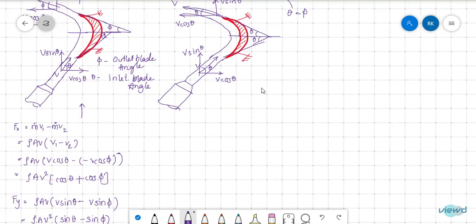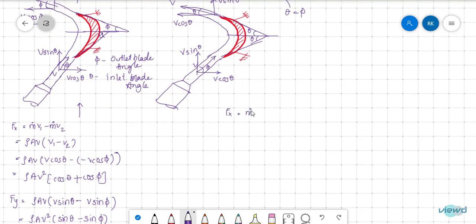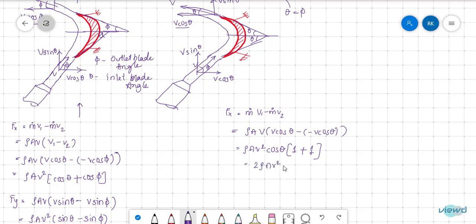So now analyzing this, Fx is equal to m dot v1 minus m dot v2. So what is m dot? rho A V, with velocity V, it is striking. And what is v1? In x direction, it is V cos theta, minus in x direction the exit velocity is V cos theta, but in opposite direction, so include minus V cos theta. So rho A V square cos theta, taking V and cos theta common, so 1 plus 1. So 2 rho A V square cos theta. So this is Fx.